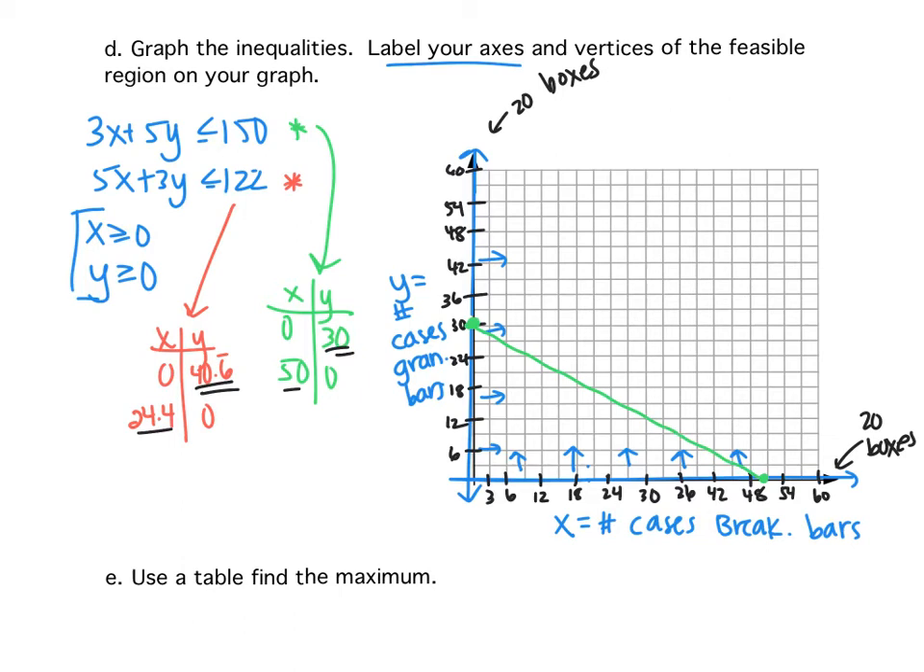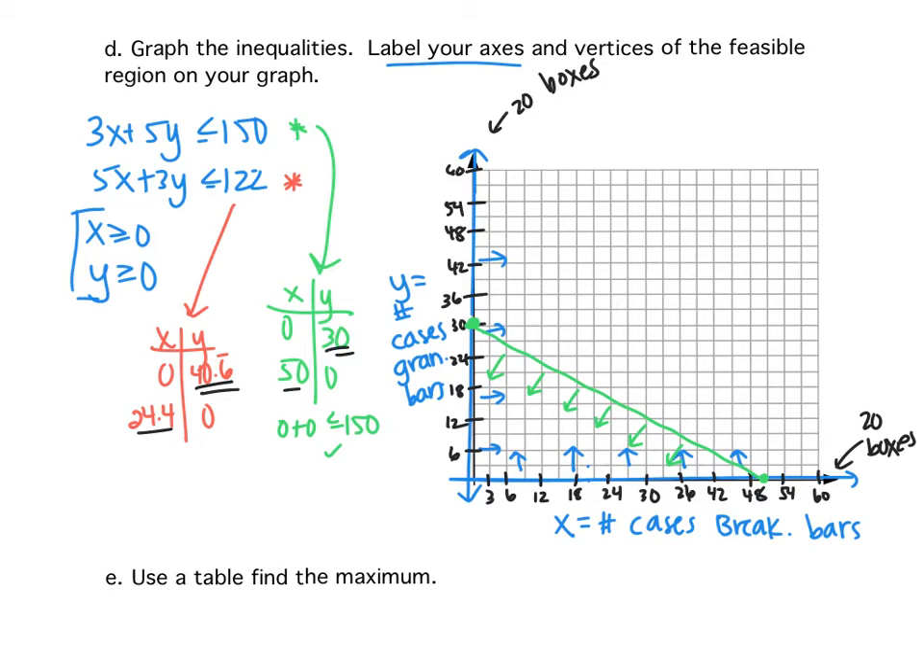Don't forget we need to shade. So if we plug in 0, 0, we get 0 plus 0 is less than or equal to 150, which is true. Again, if you actually want to shade, you can. I do the arrows just so that I don't have too many shadings that overlap and confuse me.